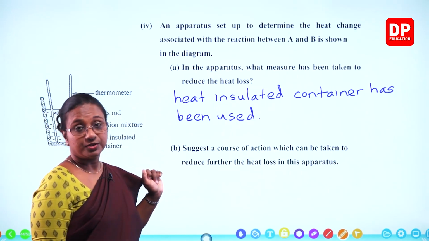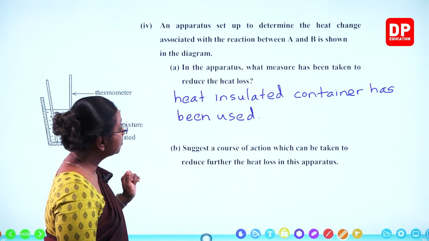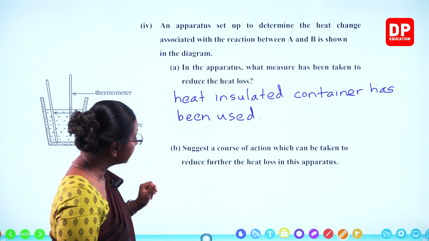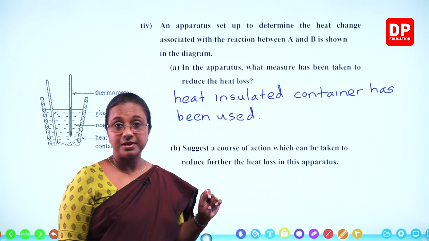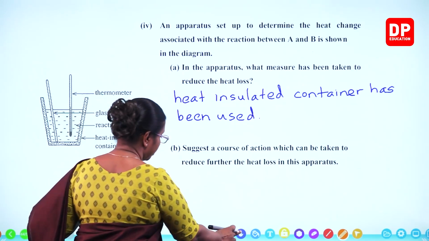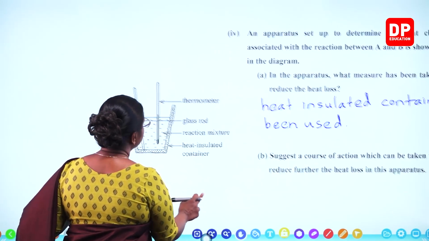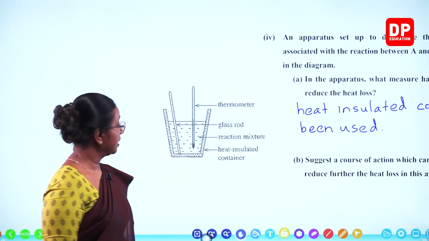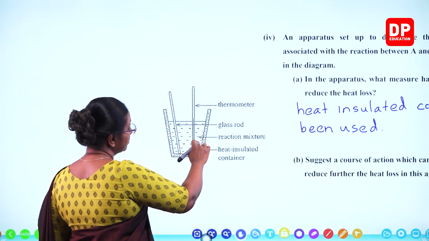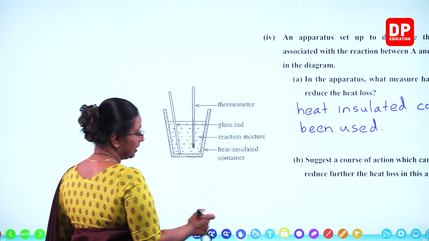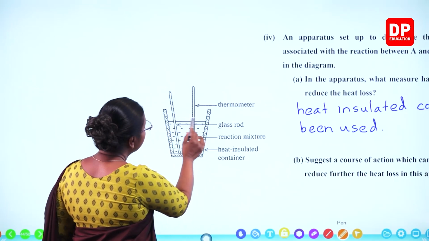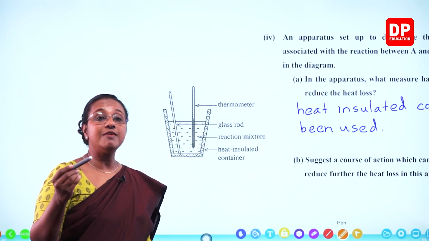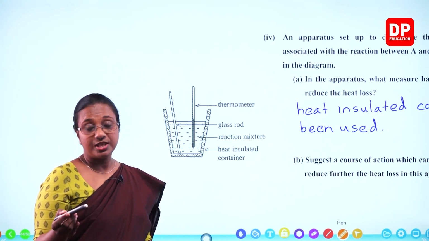Then the B part of the question. Suggest a course of action which can be taken to reduce further the heat loss in this apparatus. Now, like I mentioned to you all students, here this prevents heat loss by conduction. But convection is where, now here see, if this mixture is hot, then the air above the mixture will absorb heat from there, and by convection, heat can be lost to the environment.